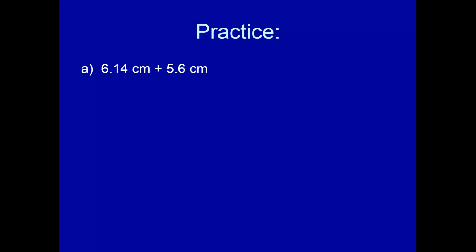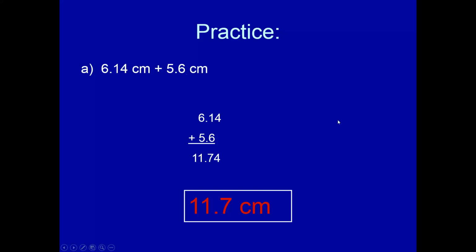So let's give this a practice. Here we've got 6.14 plus 5.6. Again, I'd line these up. 6.14, 5.6. 4 comes down, 6 plus 1 is 7, 5 plus 6 is 11, so this is 11.74. Now I'm going to apply the science piece. It's addition and subtraction, so I'm looking at decimal places. This has 2, this has 1. So that's 11.7. You always go with the least.